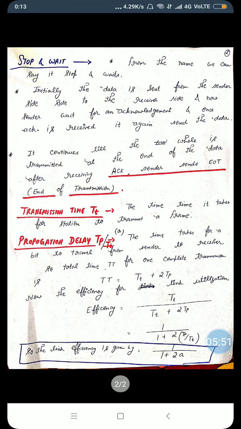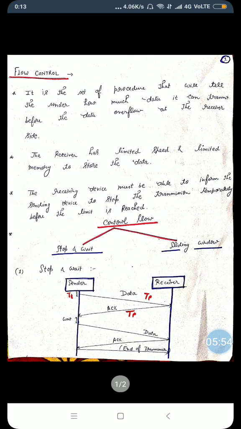In the next video lecture we will learn about the next protocol, that is the sliding window protocol.